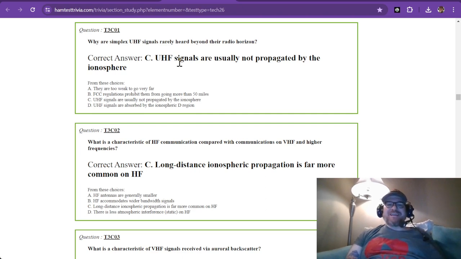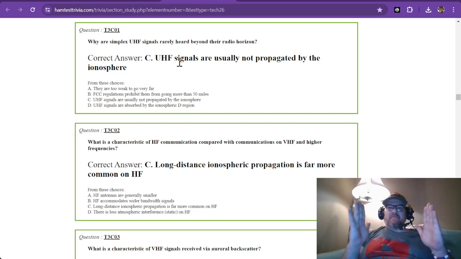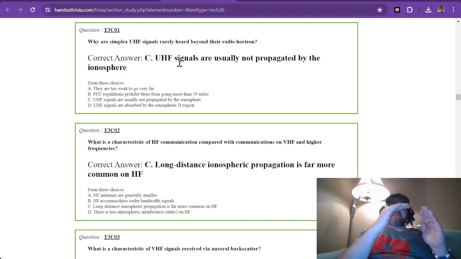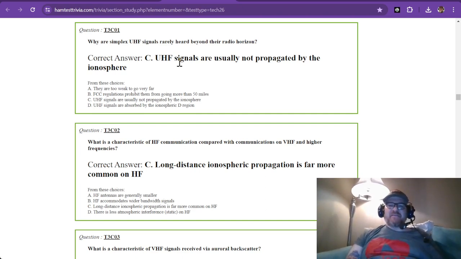They are strictly line of sight. So line of sight is if each antenna could see each other even just a little bit. The radio horizon is that the atmosphere refracts just a little bit. So you actually can go just a little bit further than line of sight with VHF and UHF signals.